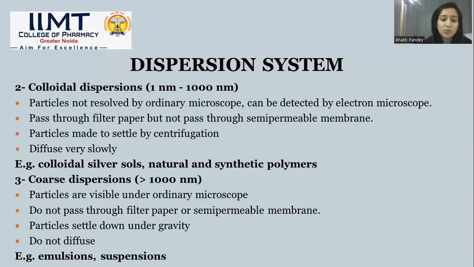Then come the coarse dispersions. They have a particle size range greater than 1000 nanometer. These are particles which can be seen under an ordinary microscope. They do not pass through filter paper or semi-permeable membrane. They settle down under the influence of gravity and they do not diffuse. Examples of such coarse dispersions are emulsions and suspensions.